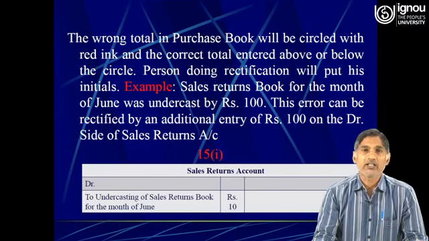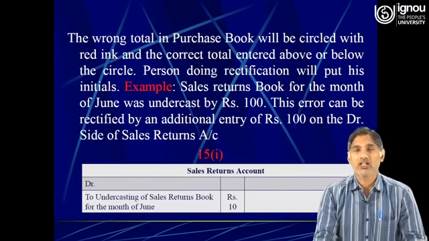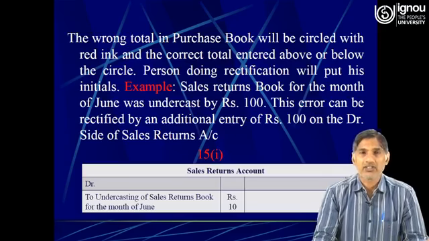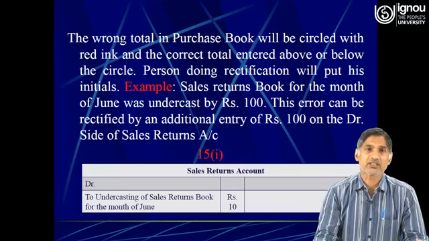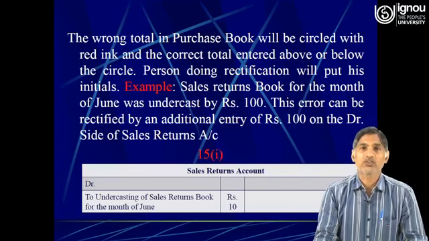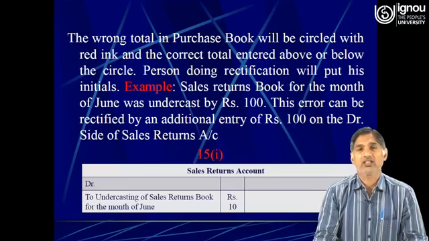So here the sales return book for the month of June was undercast by rupees 100. Therefore, in order to neutralize the effect, we will have to again pass an additional entry of rupees 100. So sales return account debit to customer 100 rupees, to undercasting of sales return book for the month of June, it is 100 rupees.